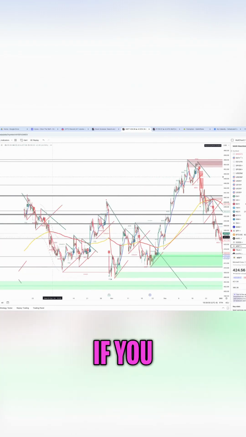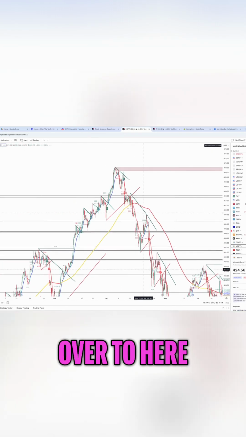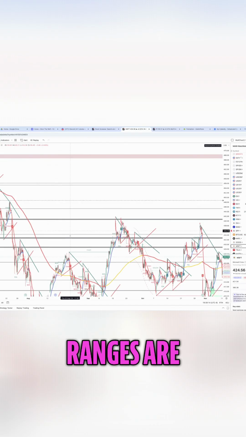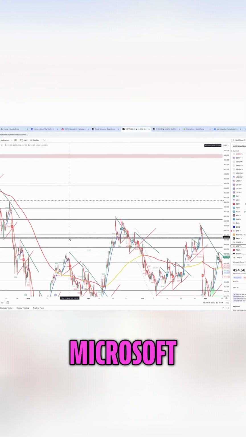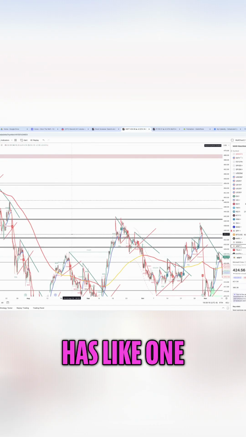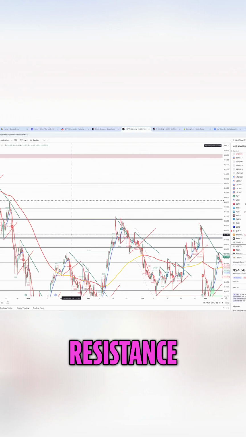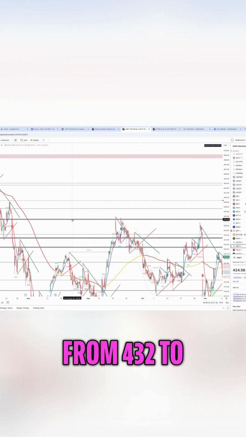And also, if I move this chart over to here, you can see where the A plus trade ranges are. So you can see where Microsoft can break above this level, and it has like one little level of resistance, but it can pop up from 432 to 440 quick.